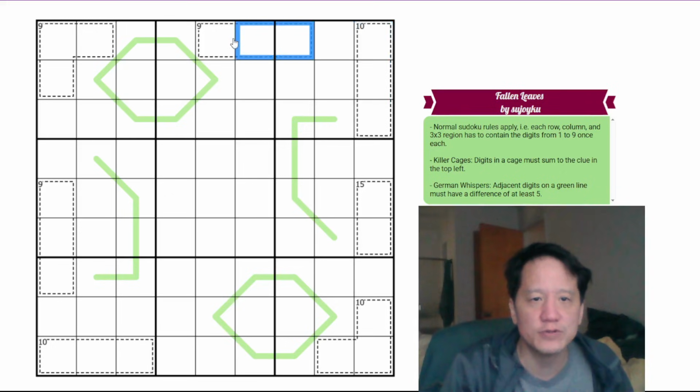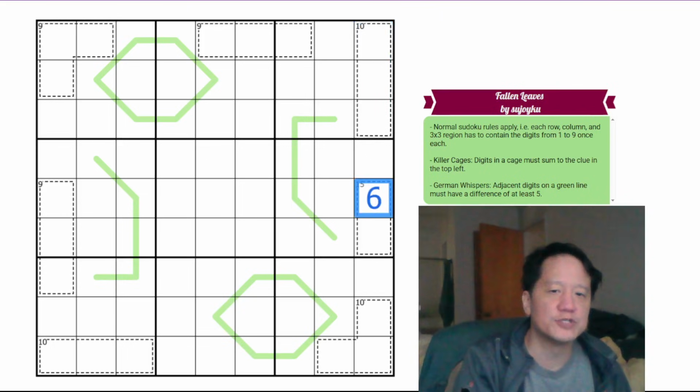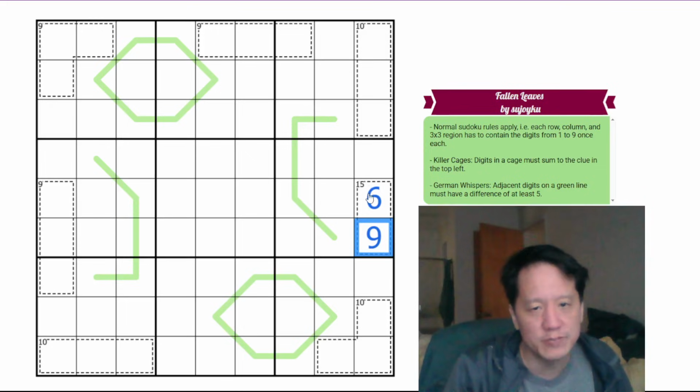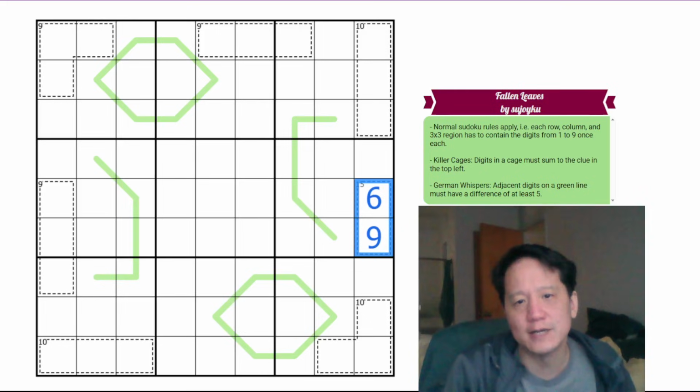So for example, these 3 digits must add up to 9. These 2 digits must add up to 15. These 3 digits must add up to 10. So as an example, if this were, say, a 6, this would have to be a 9, because these 2 digits must add up to 15. And that's an example of how killer cages work.